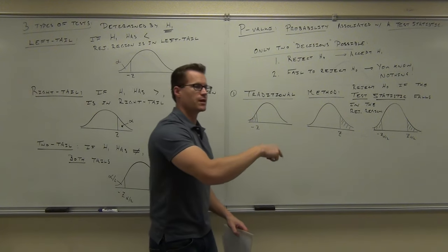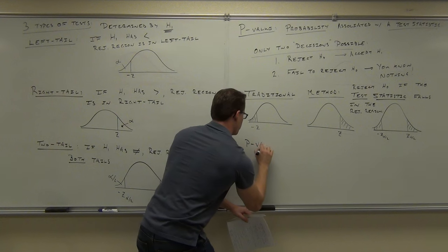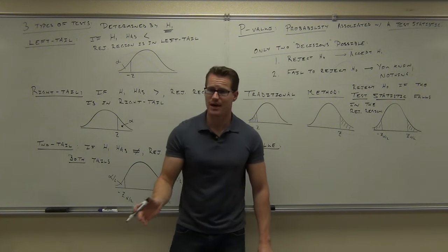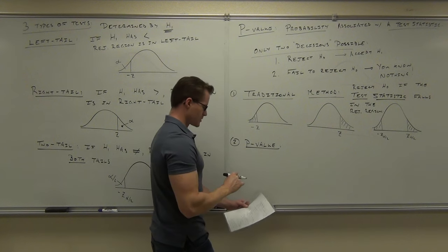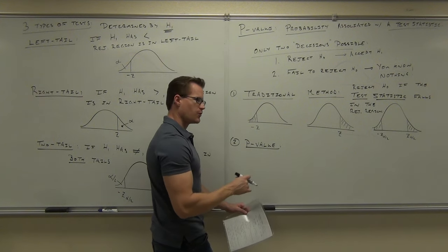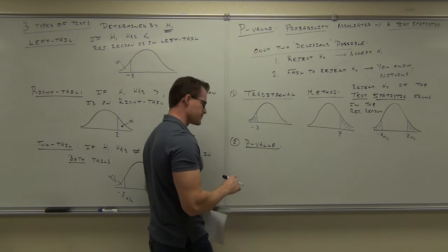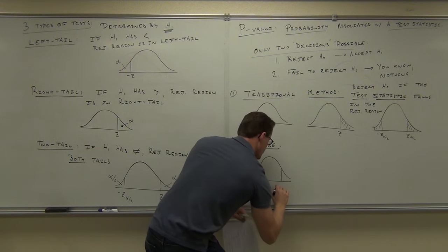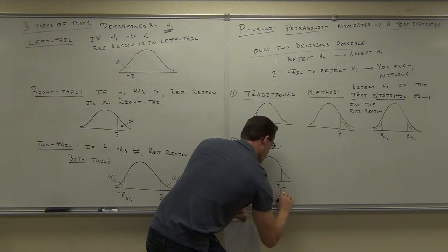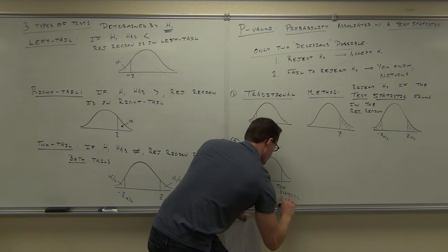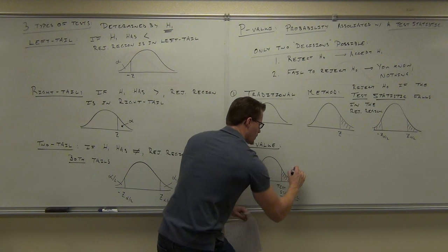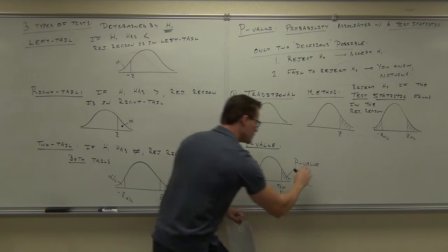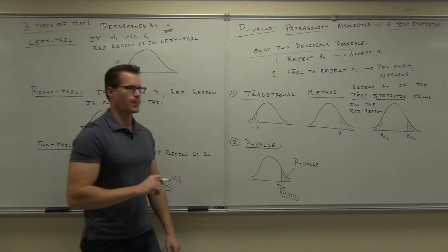P-value method is the opposite way of looking at it. They're both equally valid. There's no difference in the mathematics, it's just what you're looking up changes. P-value method says this. You compare the p-value to your alpha. So based on your left tail, right tail, or two-tail test, you would have a test statistic, and you would look up that area. This area would be your p-value. That area would be your p-value.